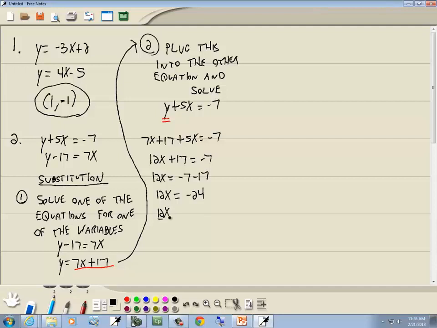And then we want to divide both sides by 12. This is just the steps for solving a linear equation I'm going through. Get rid of parentheses, at any step combine like terms. Get rid of fractions, get everything with x on one side, numbers on the other side. Last step, divide both sides by the number in front of your x. And we get x is equal to negative 2.